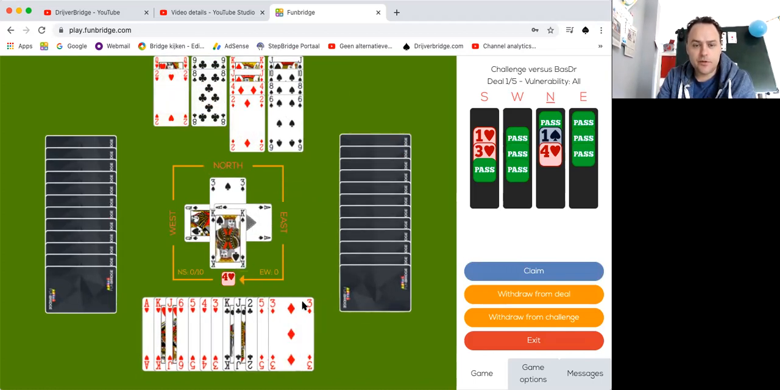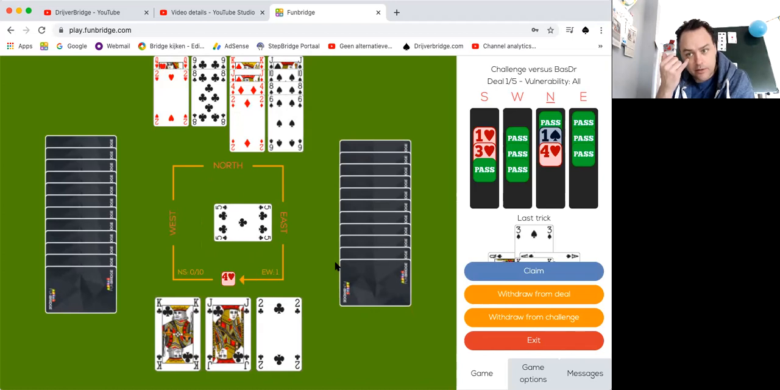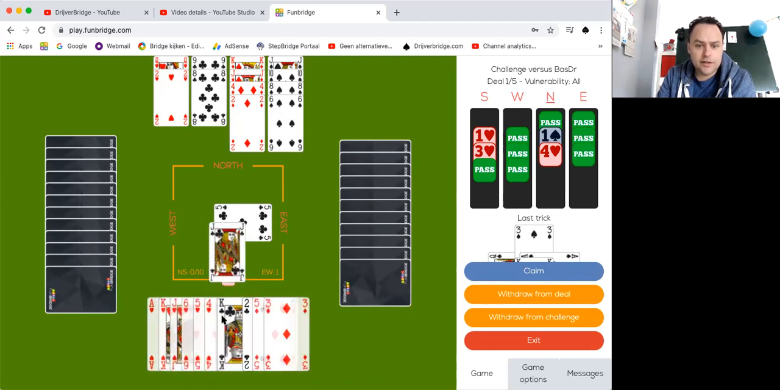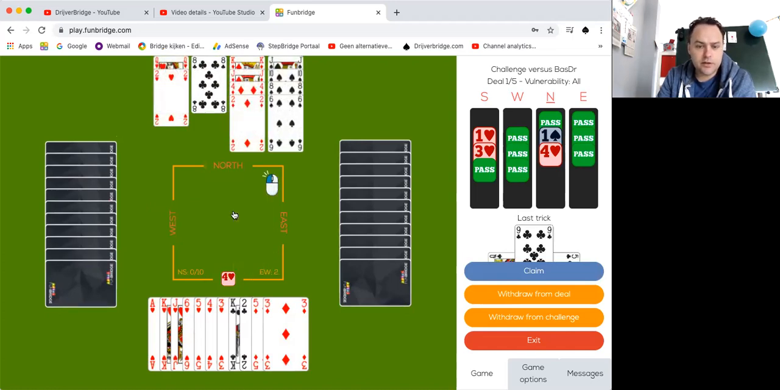It's a funny lead. So the queen, maybe from queen doubleton. Okay, now it's decision time. I have to guess. I think it's an estimated guess, we really don't know. Could be either jack or king. Let's play the jack. East will know. It makes no sense to return spades because he knows partner has a doubleton.